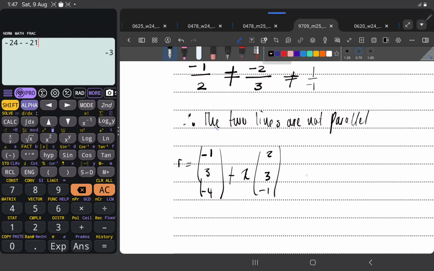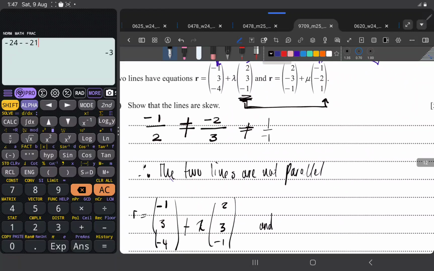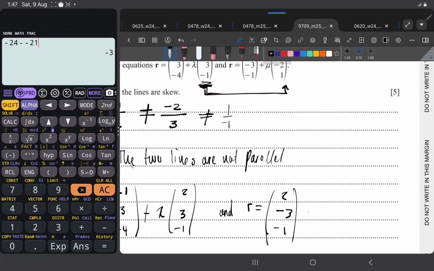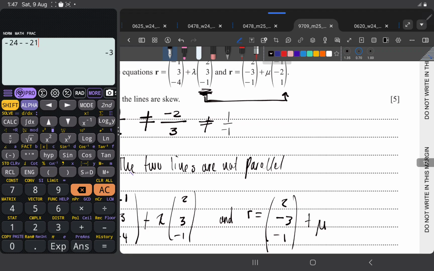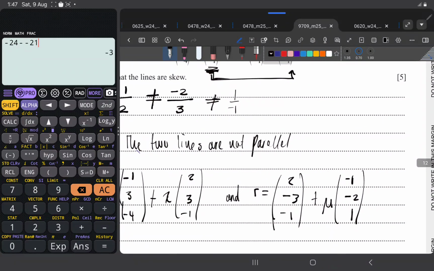And you have the other R, which is equal to (2, -3, -1) plus mu times (-1, -2, 1). Okay, no problem. Are we sure? Yes, this is the one.